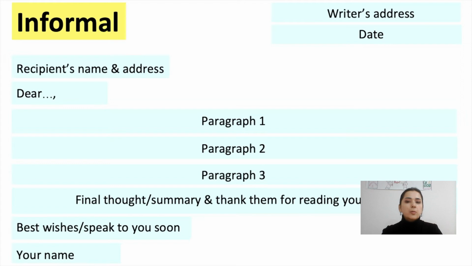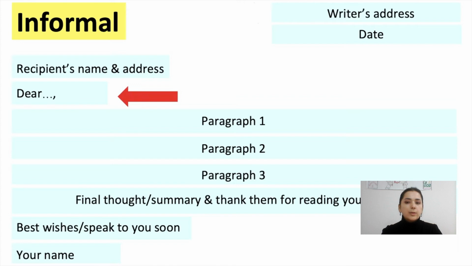Now let's go through the layout of the letter. In the top right hand corner we have the writer's address. So if you're writing the letter, then this is your address. Below that is a date. Below that on the left side is the recipient's name or address. So remember, recipient is the person that is receiving the letter. Then we begin the letter.